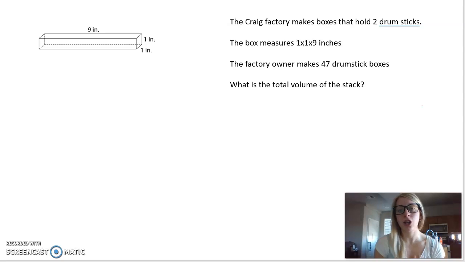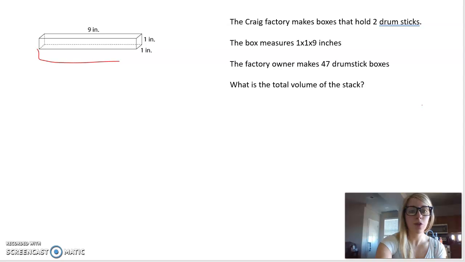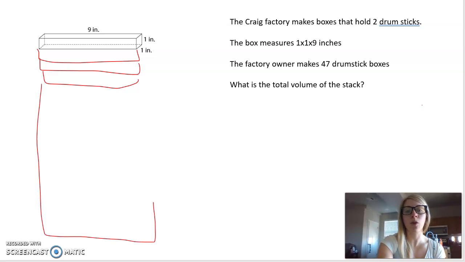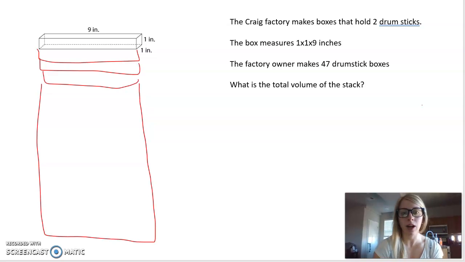So it says, the Craig factory makes boxes that hold 2 drumsticks. The box measures 1 by 1 by 9 inches. The factory owner makes 47 of these drumstick boxes. What is the total volume? Okay, so it's important to note, we're just stacking 47 of these boxes on top of one another. And I'm not going to draw 47 because that's a lot. So pretend like we stacked 47 boxes on top of one another.